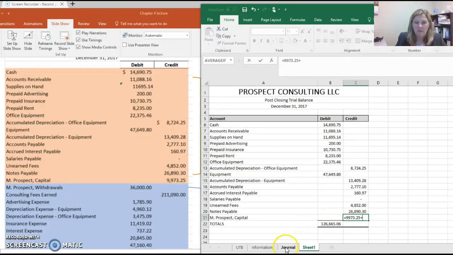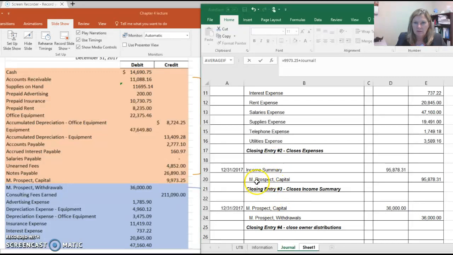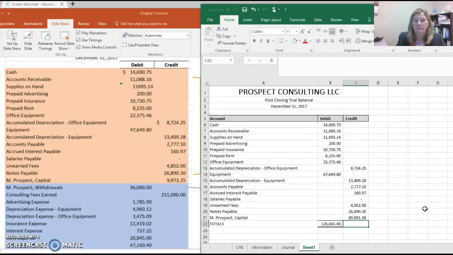To that, I'm going to add the net income that I closed out, the credit to the capital account, the $95,878.31, and I'm going to subtract the debit that I did to the capital account for the owner's distributions of $36,000. That gives me a capital account now of $69,851.56. So if I closed my business tomorrow and my valuations were all good, the owner's equity would be $69,851.56.